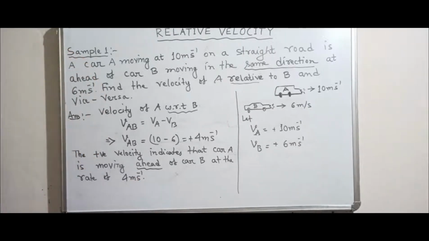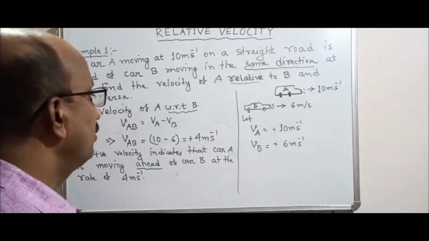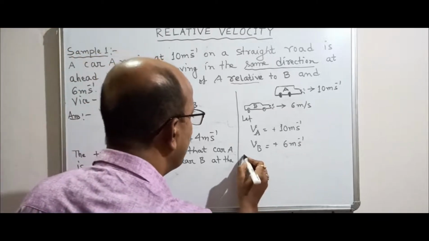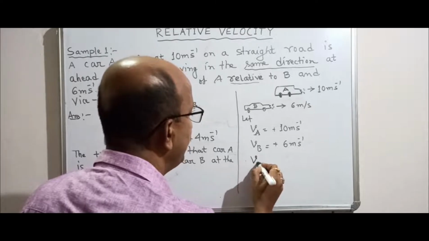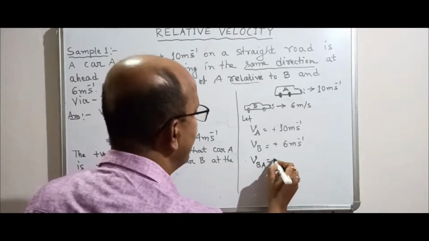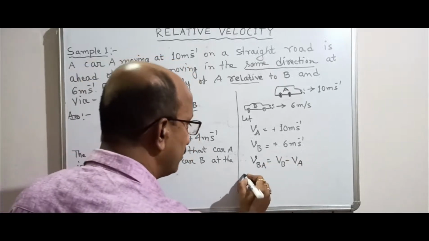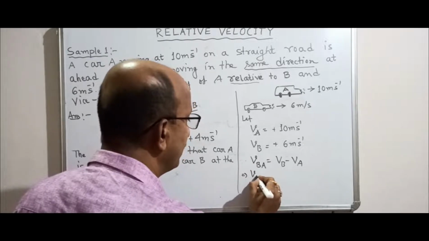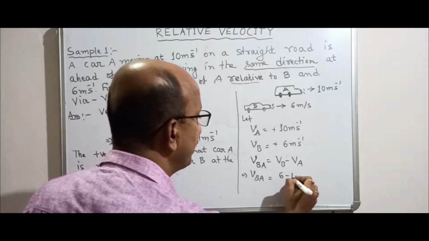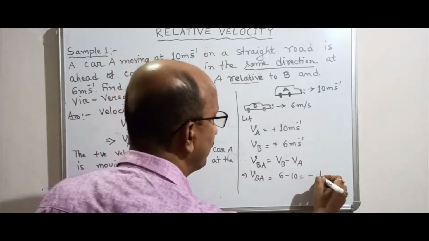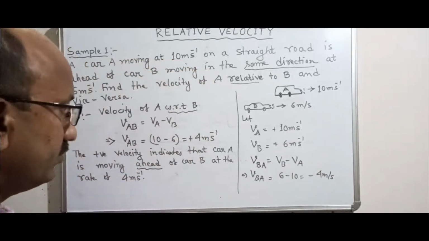Now if we find the second part, velocity of B with respect to A. Therefore what we write here? Similarly, now velocity of B with respect to A. Formula says that it is VB minus VA. So just put the values, you will understand. VB is 6, VA is 10. So answer is minus 4 meter per second. Now how do we express negative?